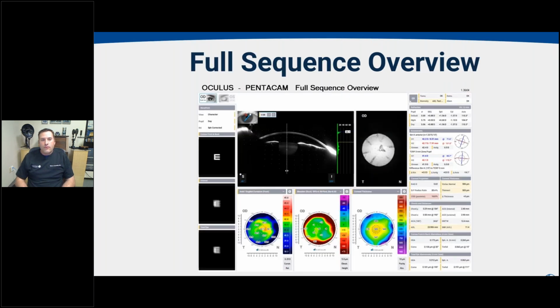And really, once you have all that data, you can then generate this full sequence overview, which really captures in a snapshot a tremendous amount of data about the anterior segment. And I know a lot of work went into designing this overview. And while at the very first glance, it seems like it might be a somewhat busy picture of what's going on, once you get used to where things are located, it really does capture a lot of information on one page to allow you to make some much quicker decisions about your cataract surgery.